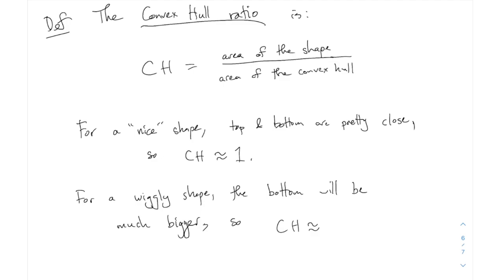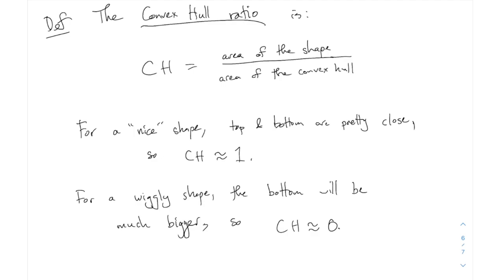The denominator is a lot bigger. I'm imagining something like 1/1,000 or something. Closer to 0. Yeah, it's close to 0, right? If the numerator and denominator are almost the same as each other, that fraction will be close to 1. If the bottom is much bigger than the top, this will be close to 0. And that's how you can use this number to tell if a shape is super wiggly or not. All right?